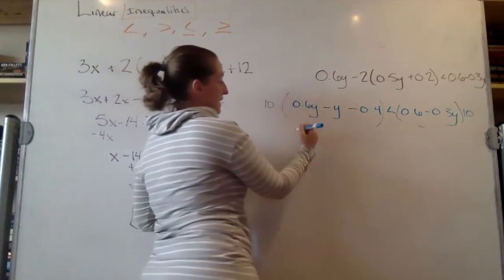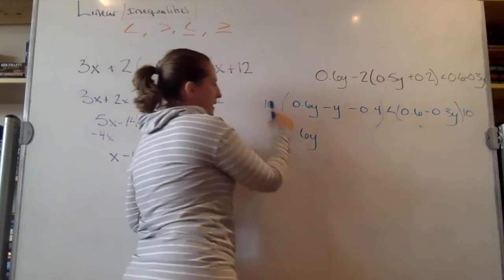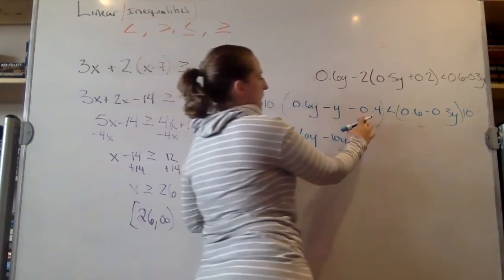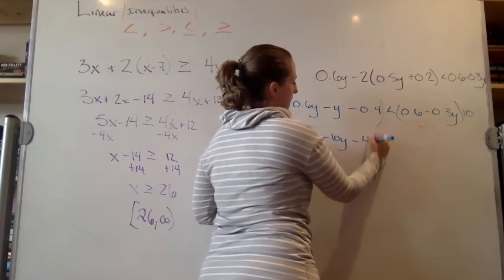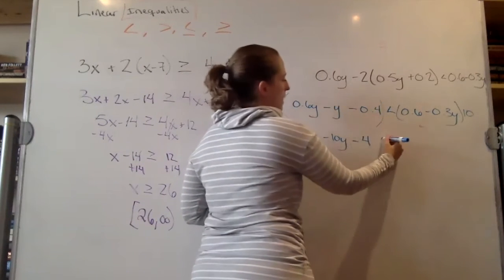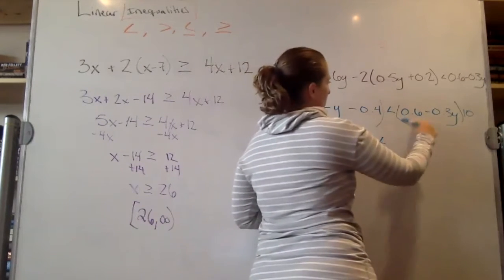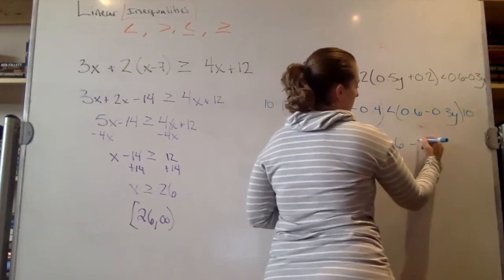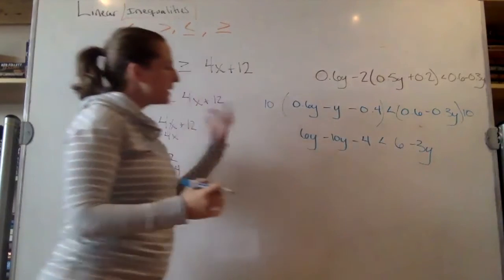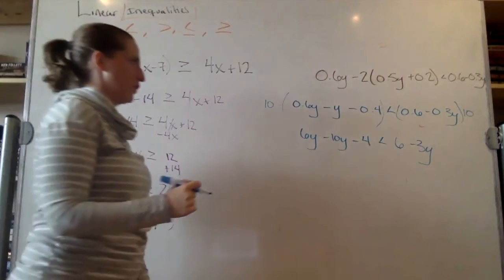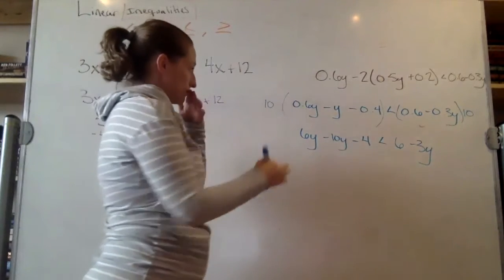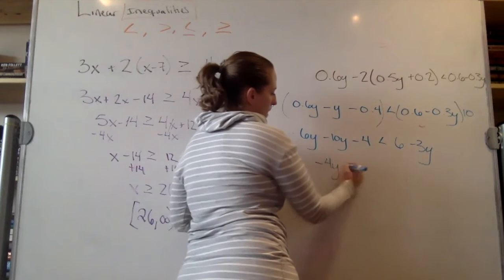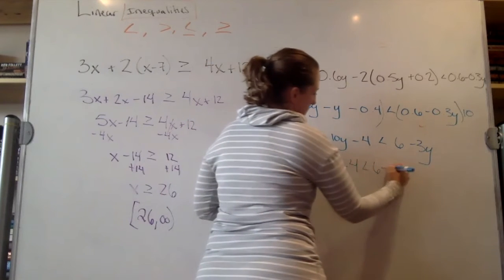10 times 0.6y becomes just 6y. 10 times negative y is negative 10y. 10 times negative 0.4 is negative 4. Sorry, there's no y there, just negative 4. Less than 0.6 times 10 is 6. Negative 0.3y times 10 is negative 3y. We've cleared the decimals just like we cleared the fractions before. Now, 6y minus 10y is negative 4y, minus 4 is less than 6 minus 3y.